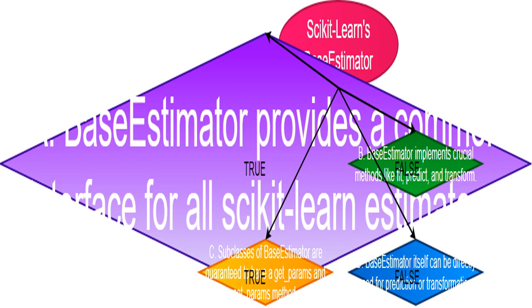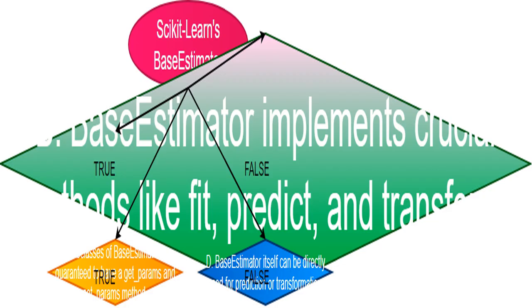This statement is true. Base estimator ensures all scikit-learn models have a consistent method for interacting with them. This consistency makes the whole library much easier to use. This is false. Base estimator only defines what these methods should do, not how to do it. The actual implementation of fit, predict and transform happens in the specific models you use, like linear regression or decision tree classifier.